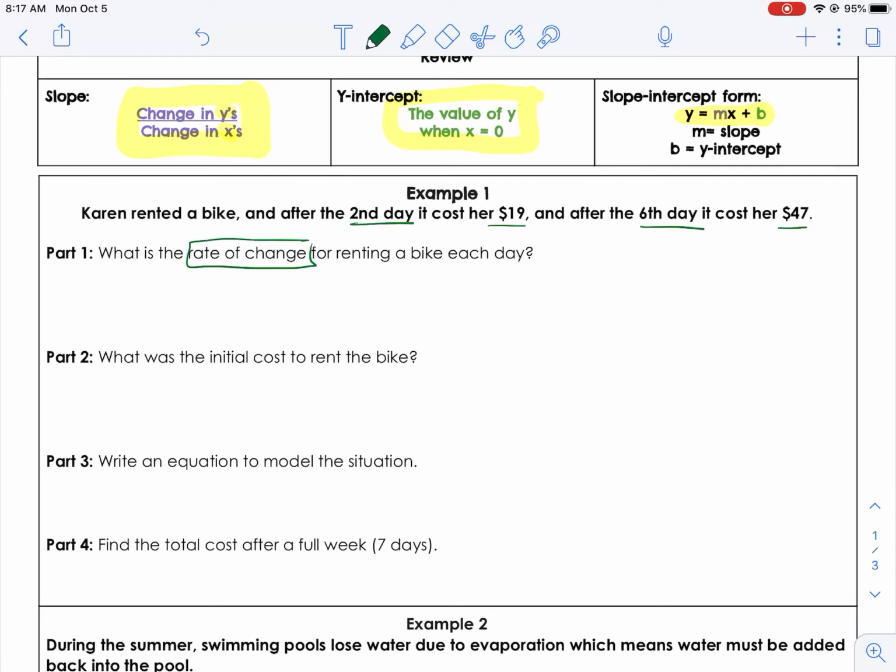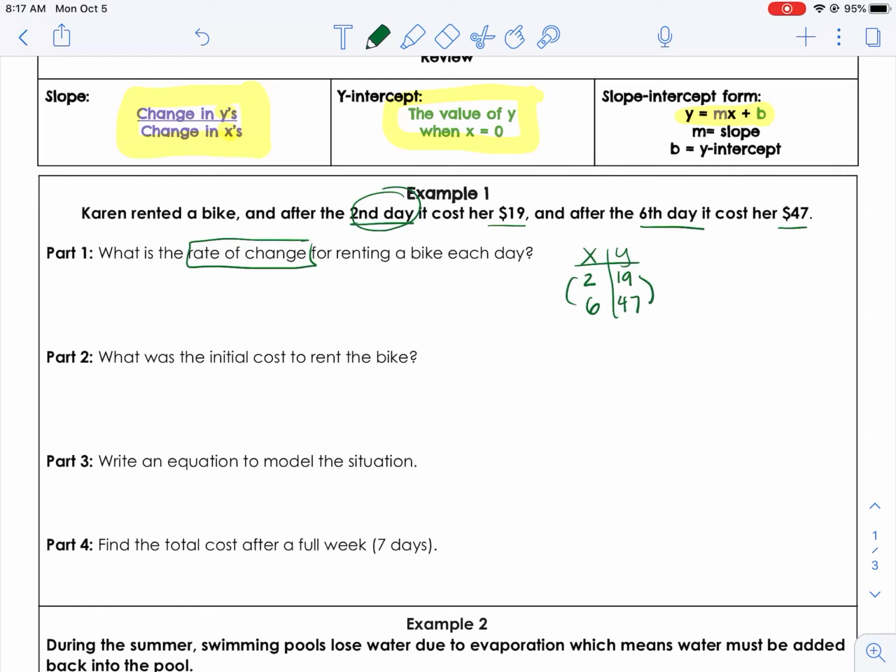So what I would do first is make a table, just like we've been doing, to find rate of change. And we're going to put our x values on the left, so our days. So on day 2 it cost her $19. So 19 will be my y. And then on the sixth day, it cost her $47. And then we can just find our change in y over change in x to figure out that slope.